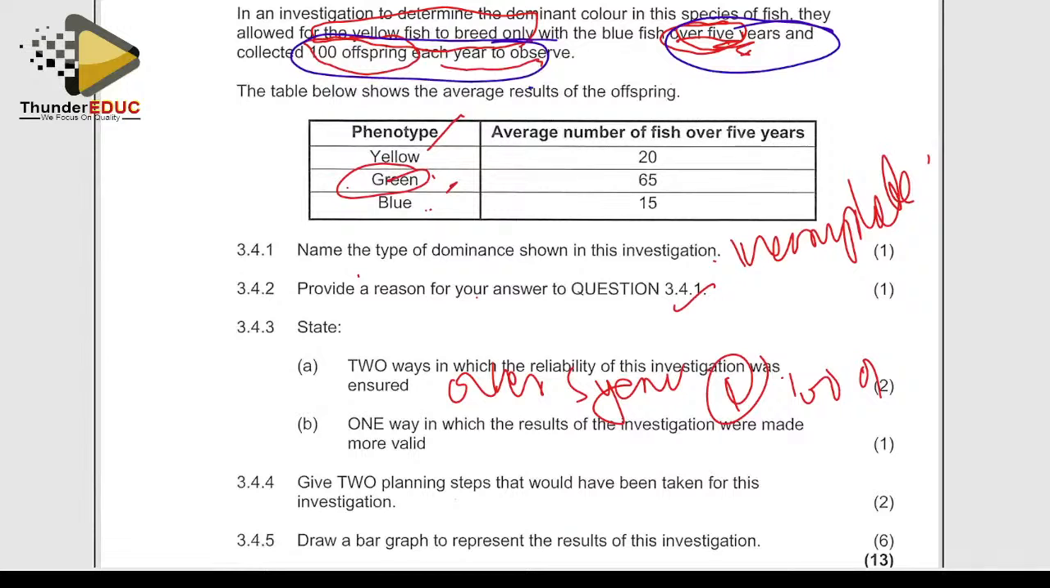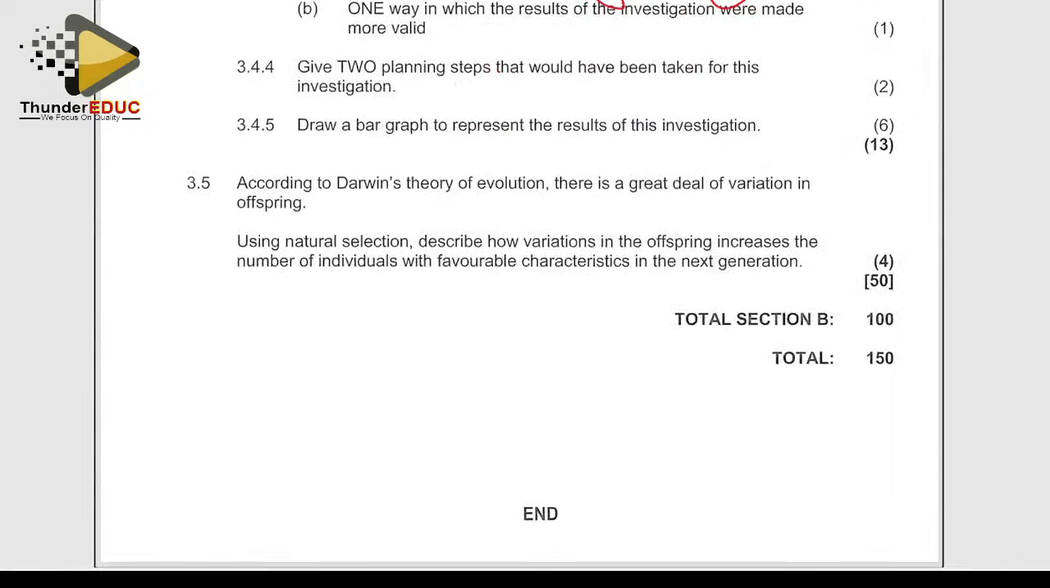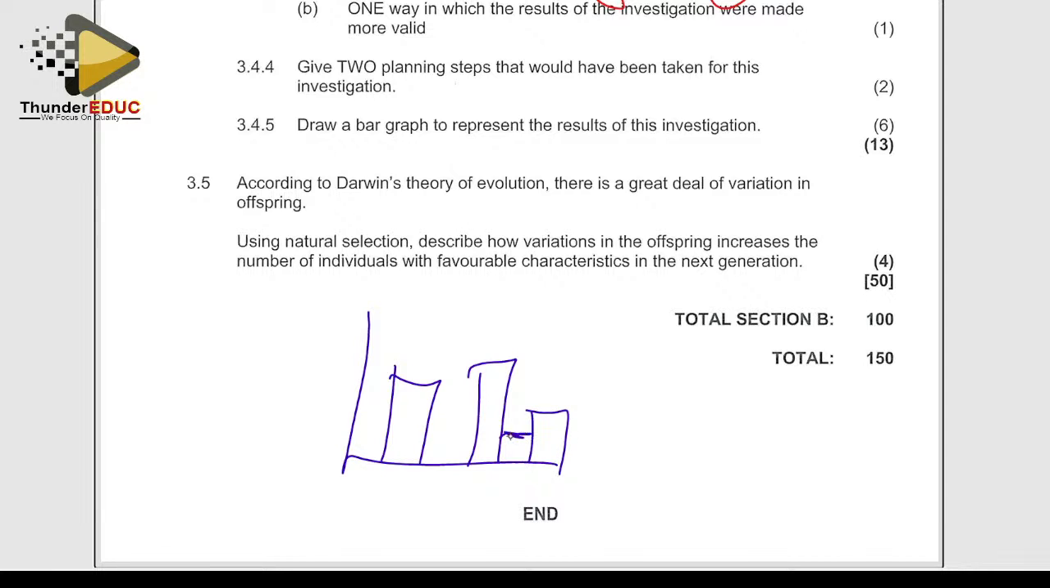Obviously, this is supposed to be on the x-axis, this on the y-axis. And remember, when you're marking the bar graph, there are supposed to be spaces in between. This space must be the same as this. This bar size must be the same as this. If you don't do that, we give you 0.